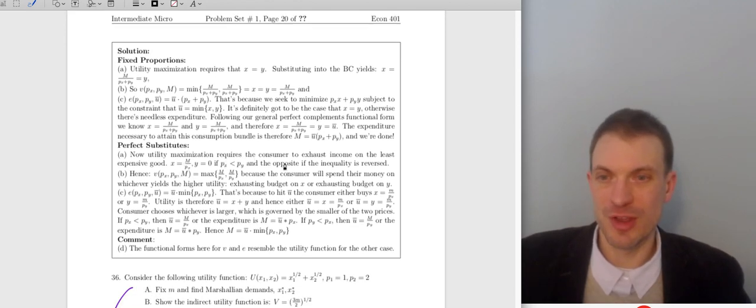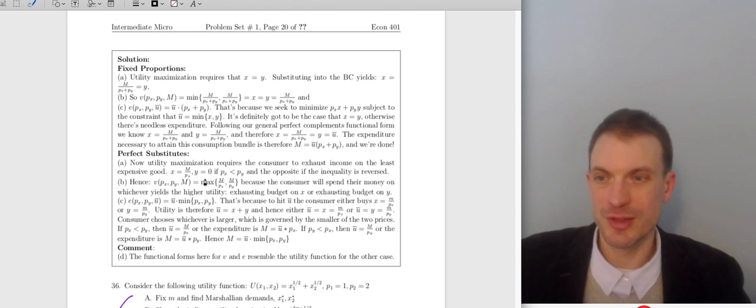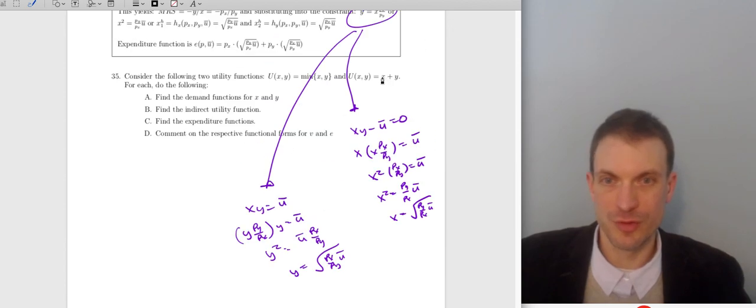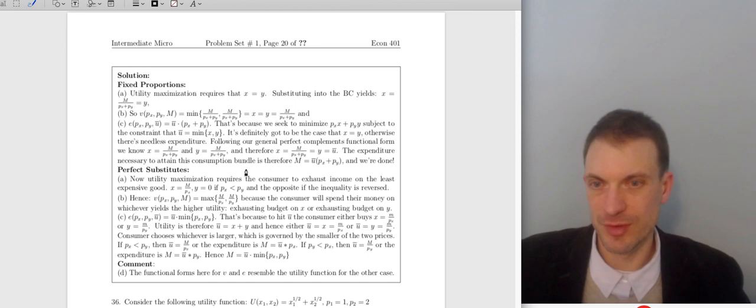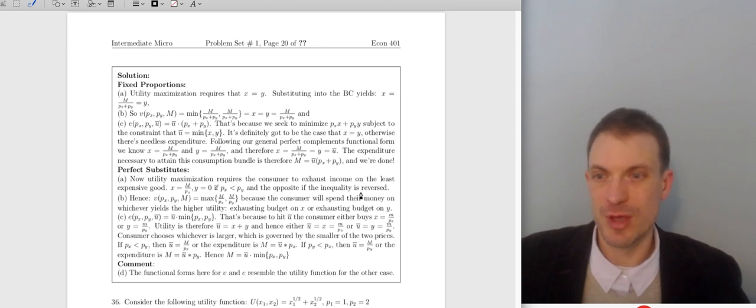Perfect substitutes. The utility maximization requires consumers to exhaust their income on the least expensive good. So my demand is either going to be x is equal to m over px if the price of good x is smaller than py. This is the all x solution. Remember that the MRS is 1. So if price of good x is less than price of good y, then my MRS is steeper than my budget constraint, so then it's all x. The opposite, if the inequality is reversed, then it would be all y.